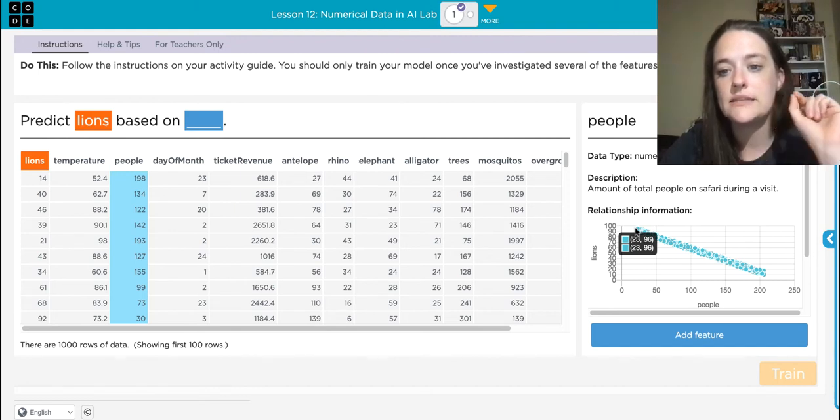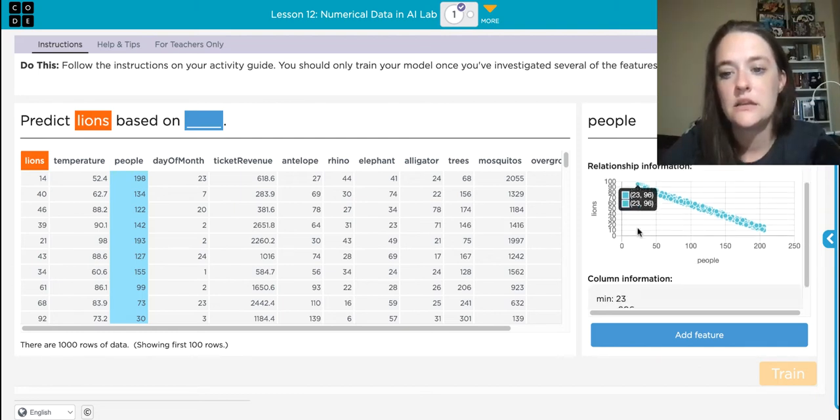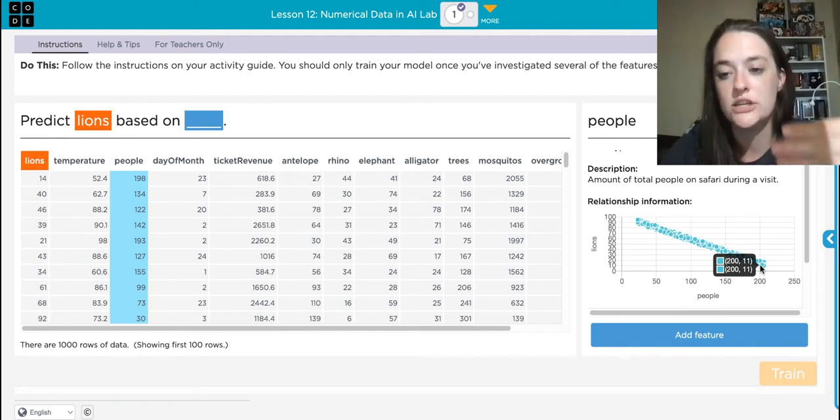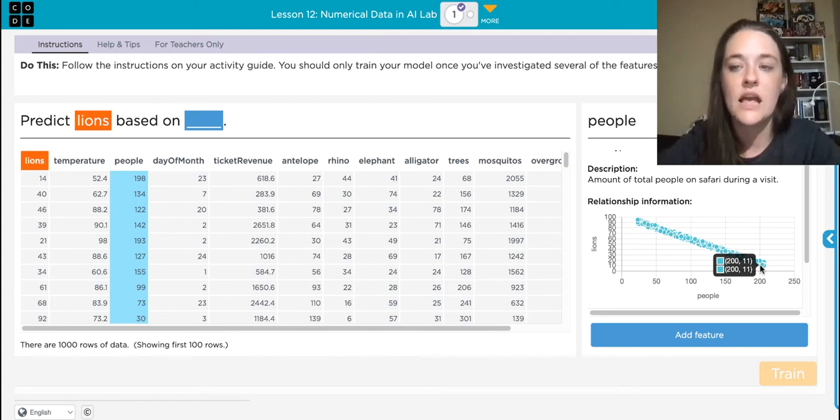So X is the number of people, Y is the number of lions. If there are 23 people on safari during a visit, there are usually 96 lions. If there are 200 people on a visit, there are usually 11 lions. So why is it that the more people that come into the park on safari during a visit, the fewer lions there are? And I am saying lions and not lines.